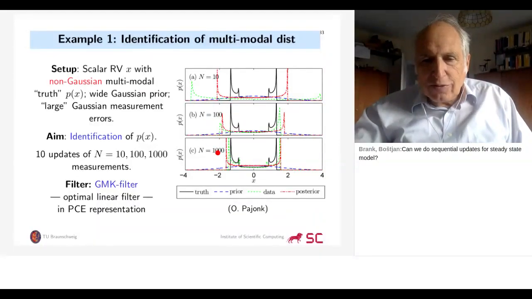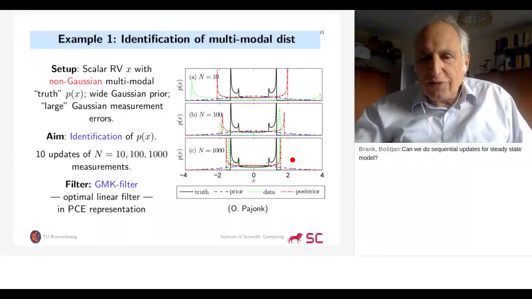So this is when I do 1,000 measurements, and you see how it picks up these peaks. So the red thing is the posterior, and it's very, very non-Gaussian. Whereas the prior, that's this blue distribution, which you see, that's a Gaussian distribution, a very, very wide Gaussian distribution.